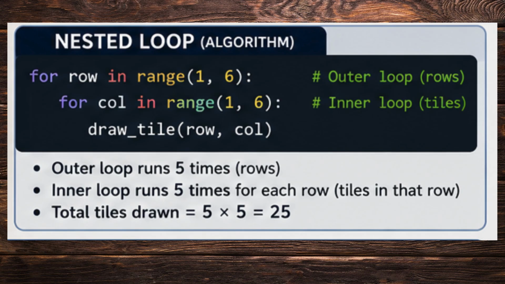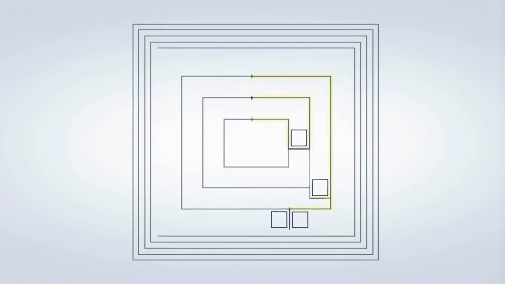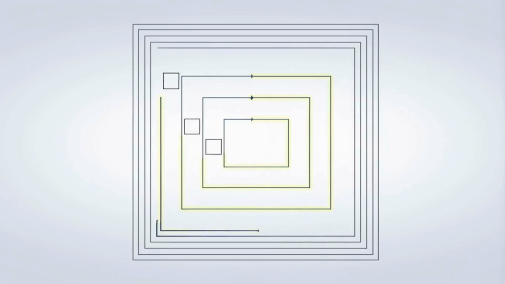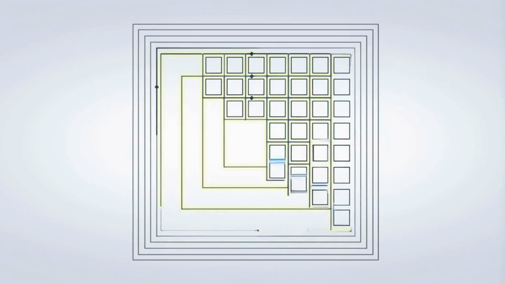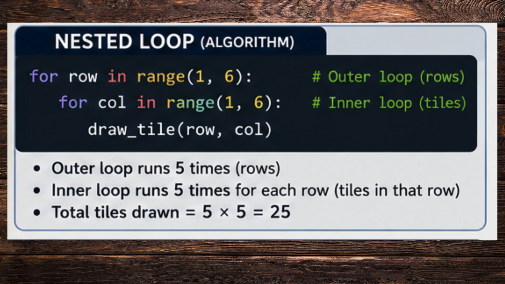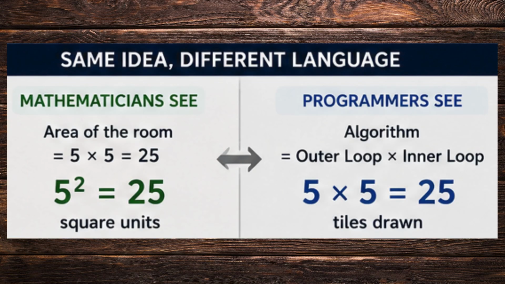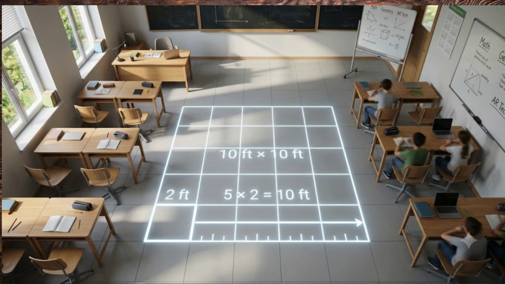The outer loop handles the rows. The inner loop draws the 5 tiles inside each row. The outer loop runs 5 times, and each time the inner loop also runs 5 times. So 5 times 5 is 25 tiles. In mathematics, 5 squared equals 25. In programming, outer loop into inner loop. In geometry, area of a square. Different words, different subjects. But the basic idea is the same: how many in one direction times how many in the other direction equals the total.